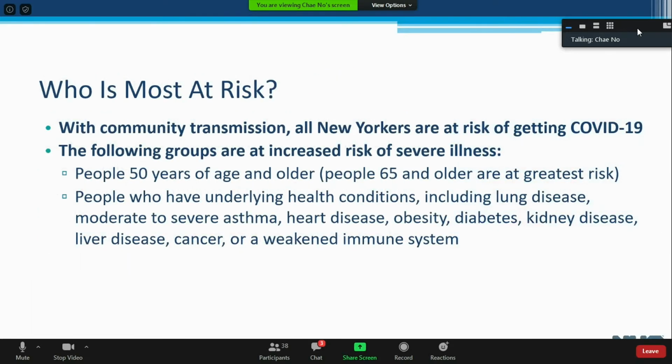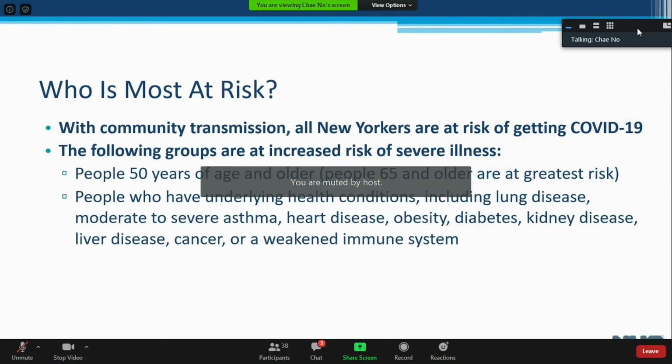So who's most at risk? People 50 years of age and older, with people 65 and older at the greatest risk, and people who have underlying health conditions, including lung disease, moderate to severe asthma, heart disease, obesity, diabetes, kidney or liver disease, cancer, or a weakened immune system, are susceptible.